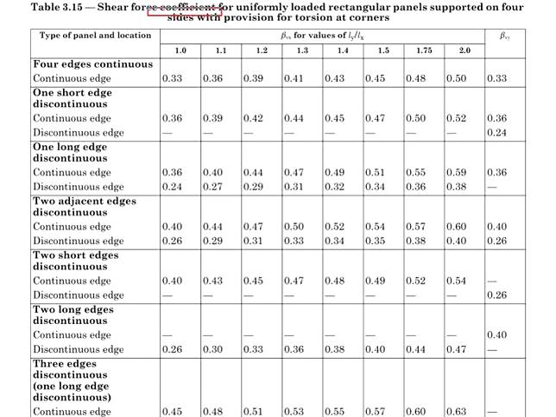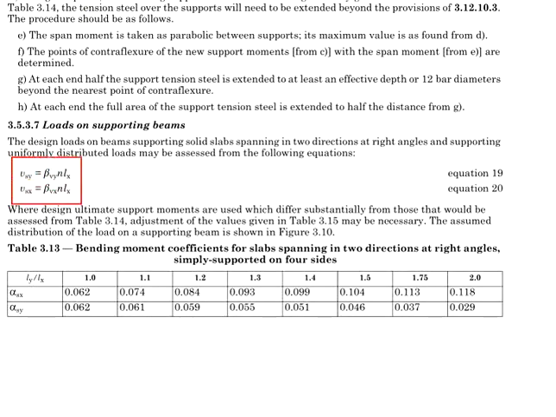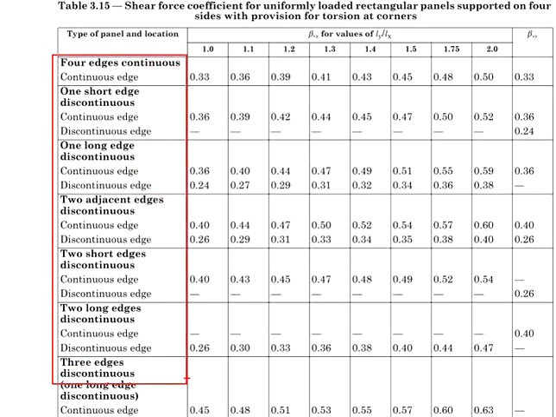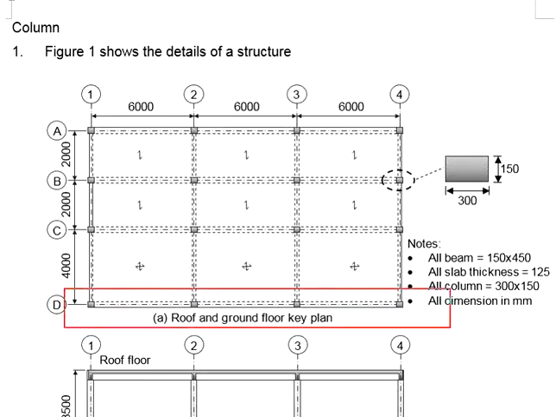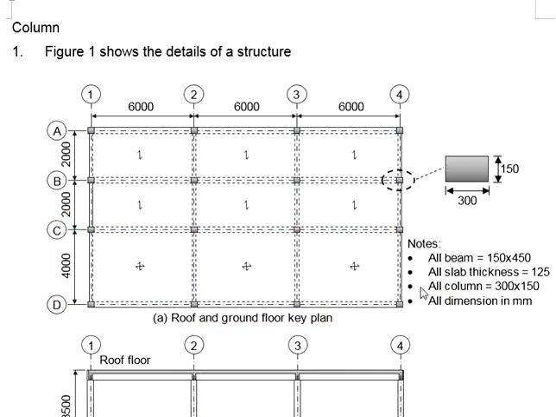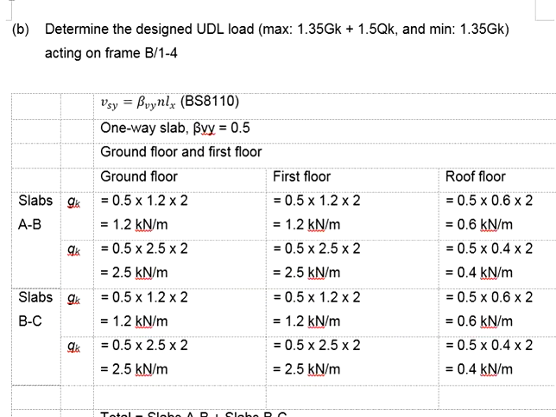You will need to first get the shear force coefficients and then substitute into the equations. The beta here will be the shear coefficient. The N represents the design load, and Lx represents the shorter span length. Be careful with the type of the slab. Then you can compute the UDL acting onto the beams adjacent to the two-way slabs. Now let us proceed with our question here.